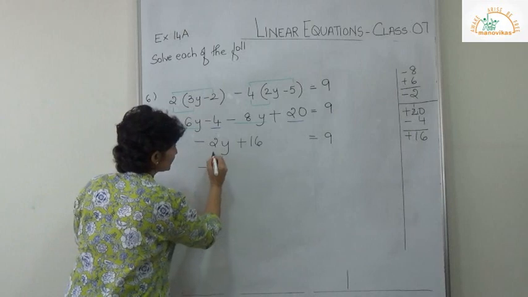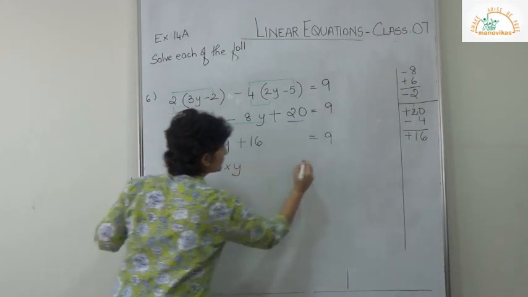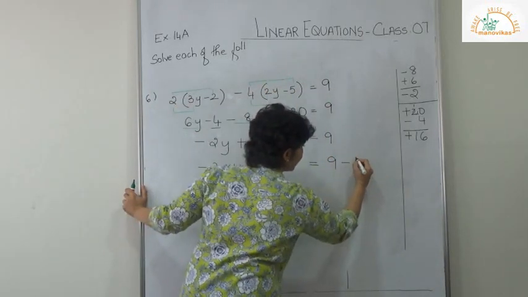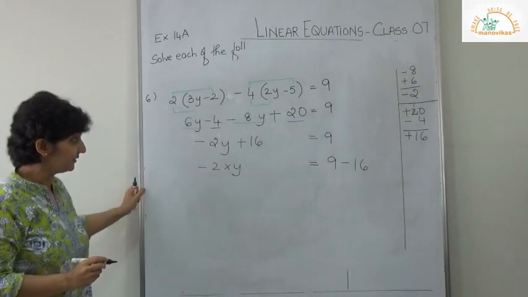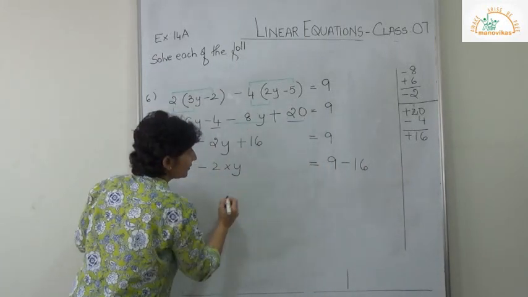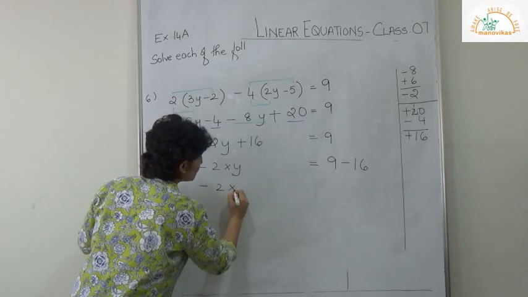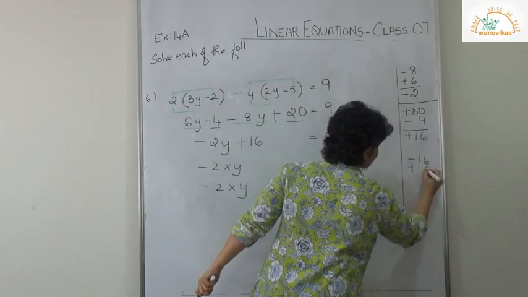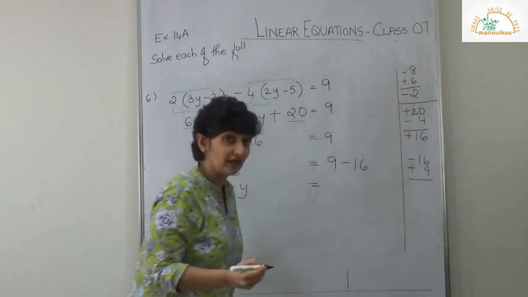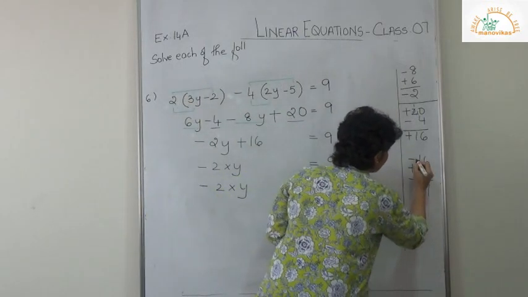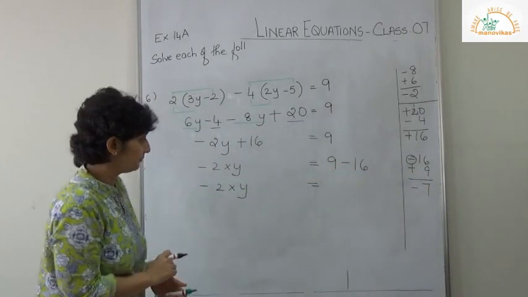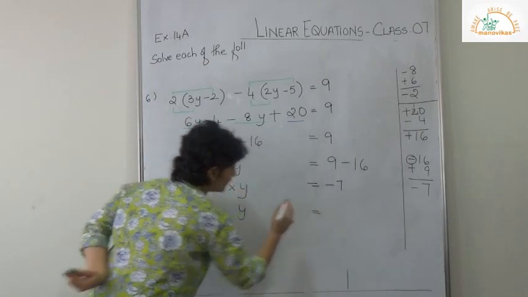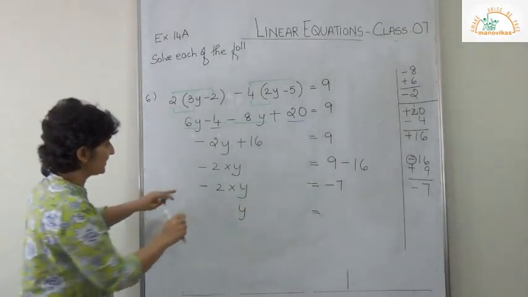Correct? So minus 2y means you know it is 2 into y, which is equal to 9 plus 16. When I take that side, I get it as minus 16. Correct? So then I know that minus 2 into y is equal to minus 16 plus 9. When you subtract, different family, subtract. You will get it as 7 minus 7. Put the sign of the bigger number. So minus 7.